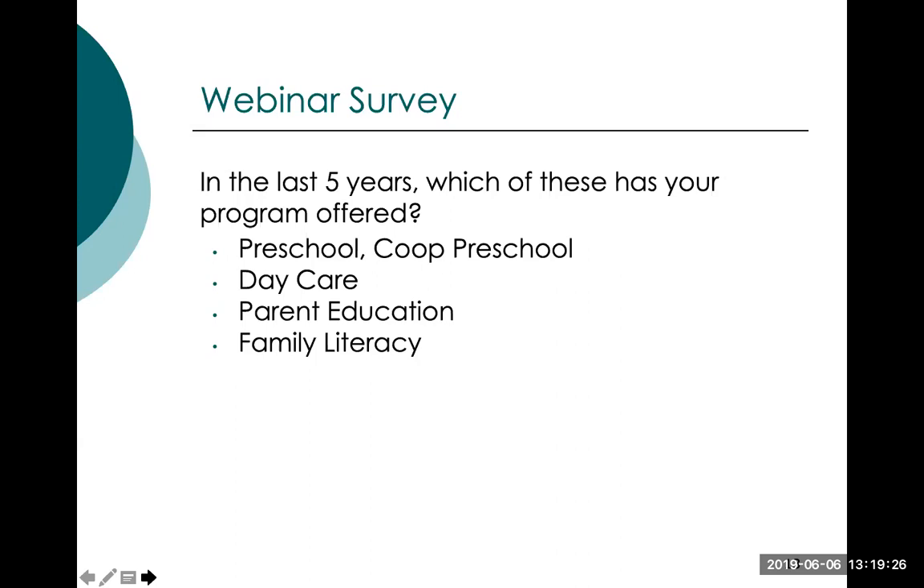So it looks like three-quarters of you have voted. Over 50% of you are offering preschool or co-op preschool. Over 50% are offering parent education, almost 50% some sort of family literacy, and approximately 25% are offering daycare. Thank you. That's really interesting, and it sounds like we're all on the same page.